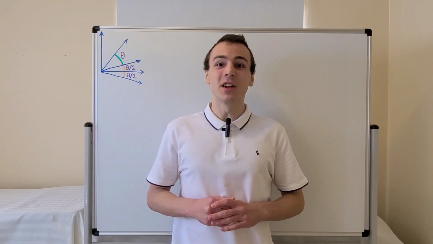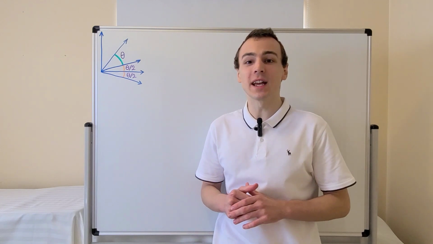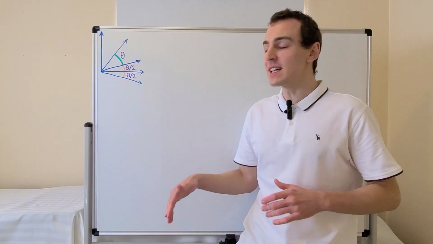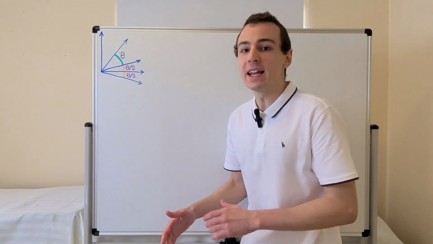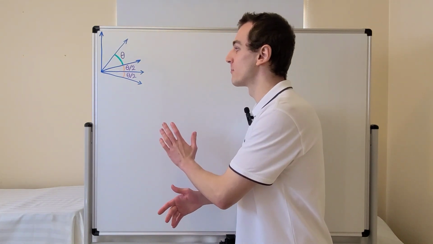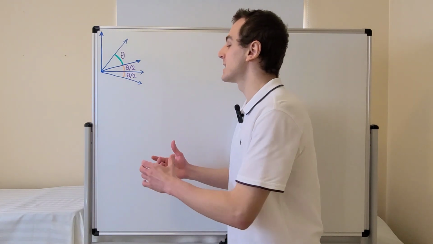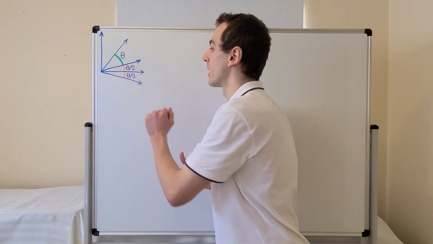Let's investigate Grover's search algorithm. First, let's understand this geometric visualization. We can identify vectors living in a two-dimensional plane. All of these vectors are normalized, so we can think of them as having a length of 1.